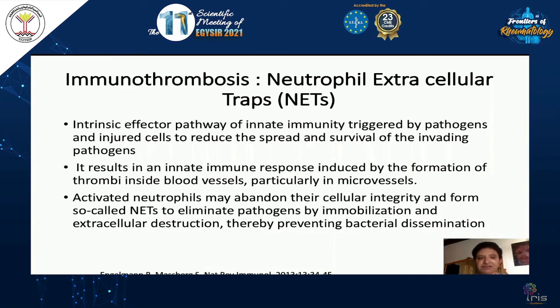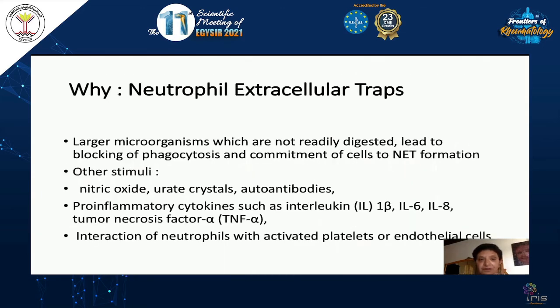So, what is immunothrombosis? It is an intrinsic effector pathway of innate immunity triggered by pathogens in injured cells to reduce the spread and survival of the invading pathogens. It results in an innate immune response induced by the formation of thrombi inside the blood vessels, particularly microvessels. The activated neutrophils are giving neutrophil extracellular traps because they may abandon their cellular integrity and form the so-called nets to eliminate pathogens by immobilization and extracellular destruction, thereby preventing bacterial dissemination.